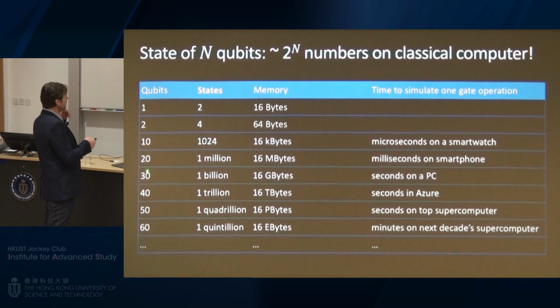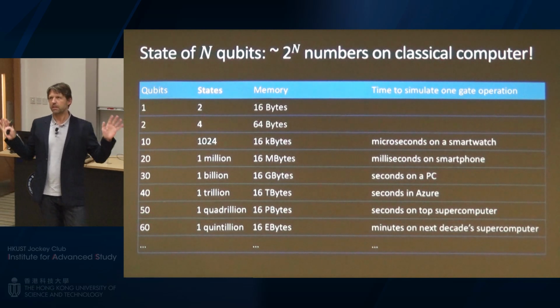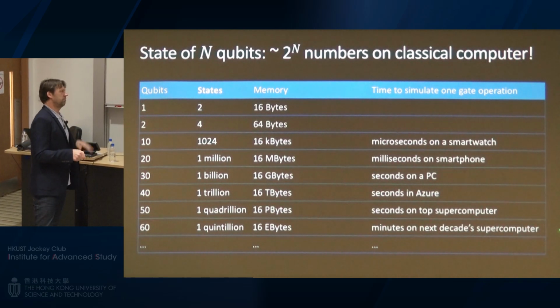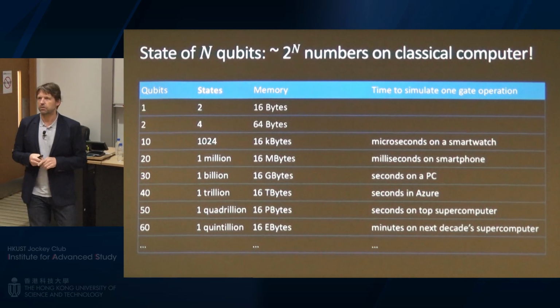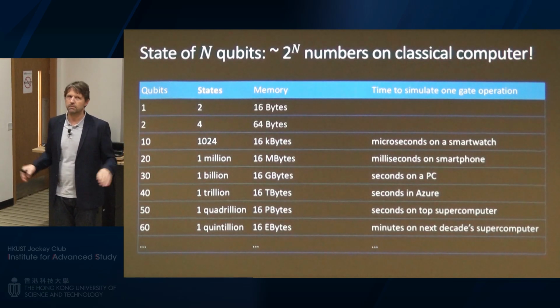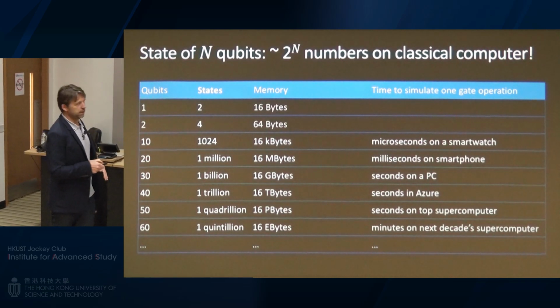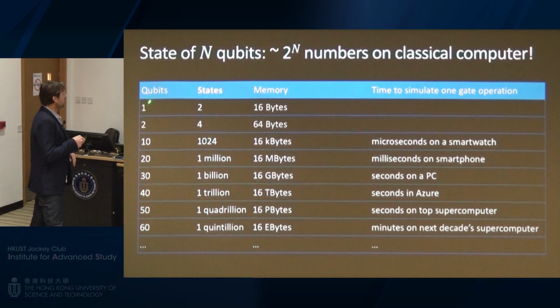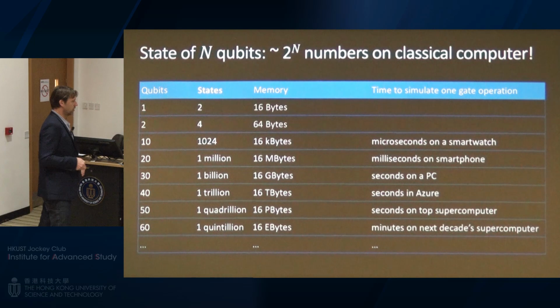But then for 30, only 10 qubits extra, you need a PC. 40, you need a cloud service. 50, well, the best supercomputing center. And 60, maybe sometime in the future. But then it stops. For one gate operation, you cannot calculate anything, it's just one gate operation. So these are small numbers, and these are enormous numbers.